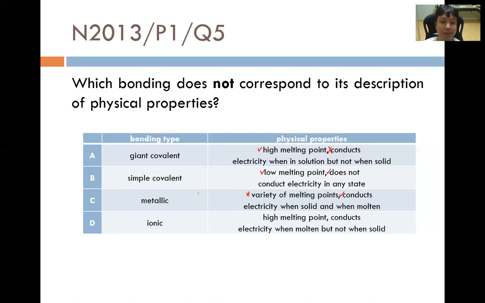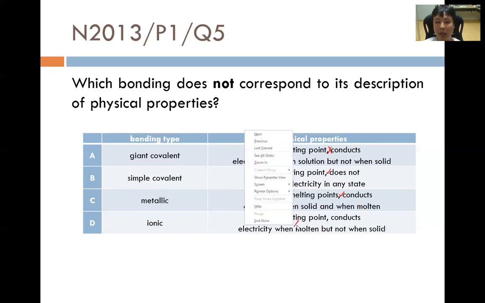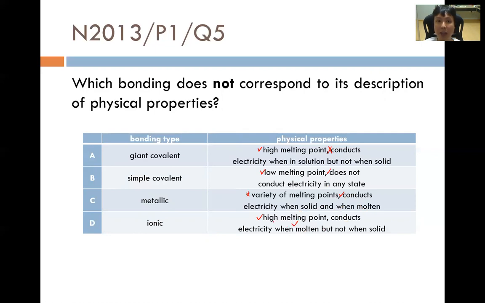Ionic compounds have high melting points. This is true because of the strong electrostatic forces of attraction between oppositely charged ions that require a lot of energy to break. It conducts electricity when molten. This is true because now the charge carriers, which are the ions, are broken down from the lattice structure and are free to move within the liquid. Not in solid, this is also true because in the solid state, the charge carriers, which are the ions, are vibrating only about their fixed positions and they're not mobile. So option D is true.